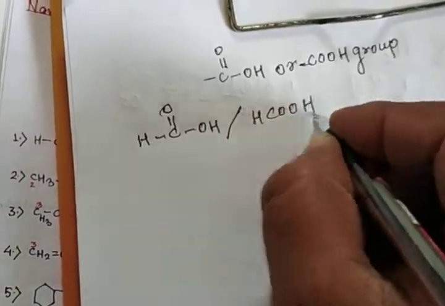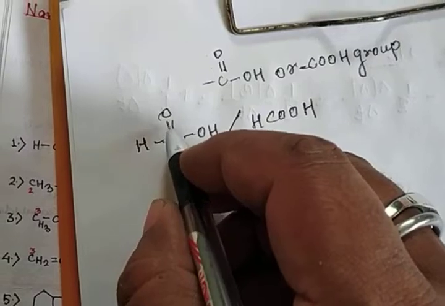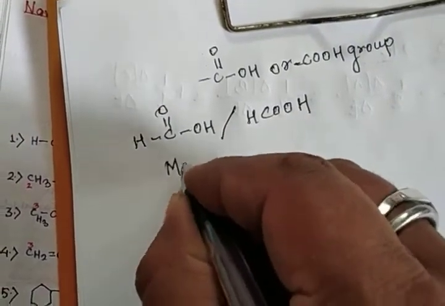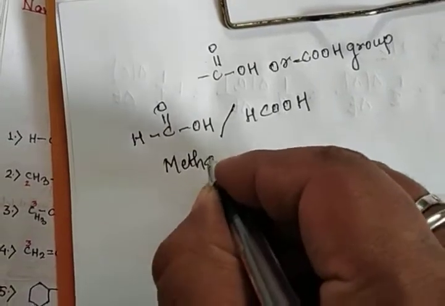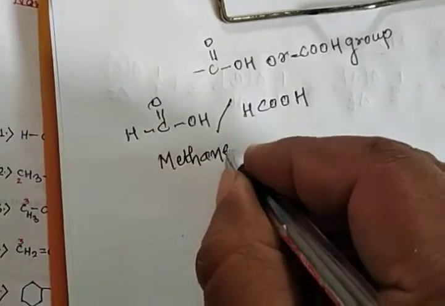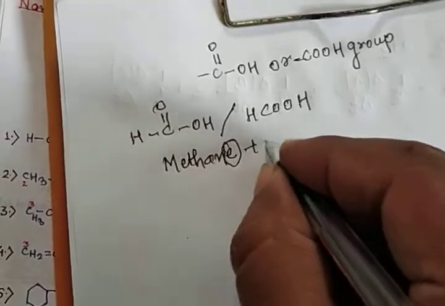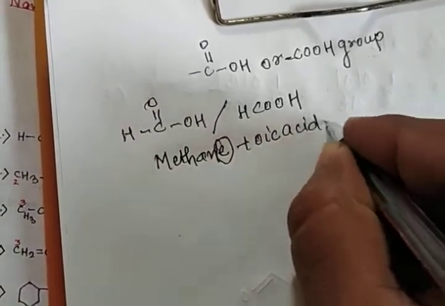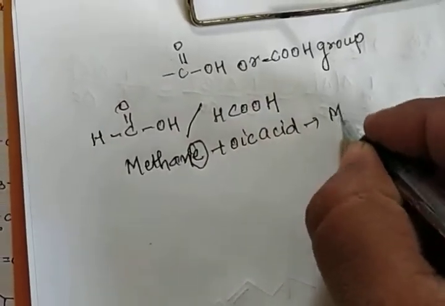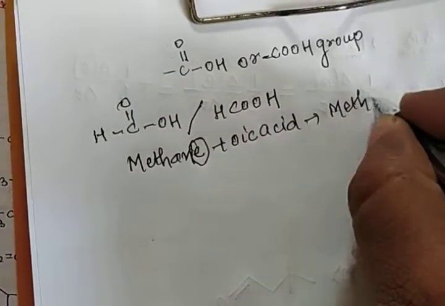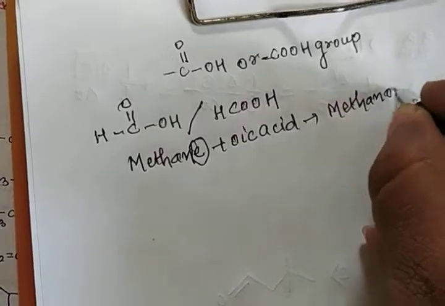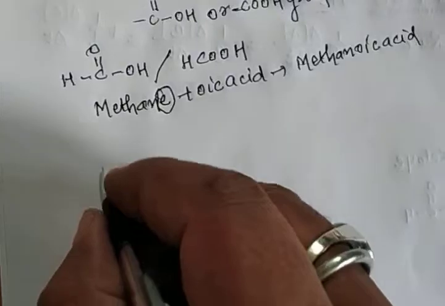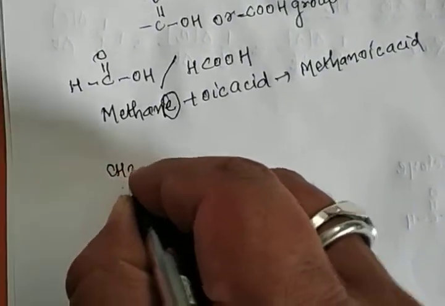HCOOH. Here is the carbon valency: 1, 2, 3, 4. Now there is one carbon, so one carbon means methane. Methane, the E is replaced by the suffix oic acid. And the name of this compound is what? Methanoic acid.